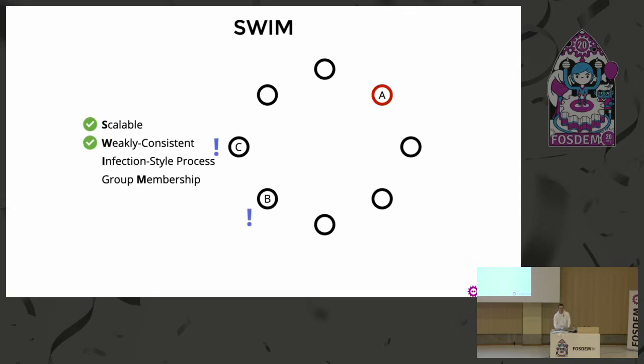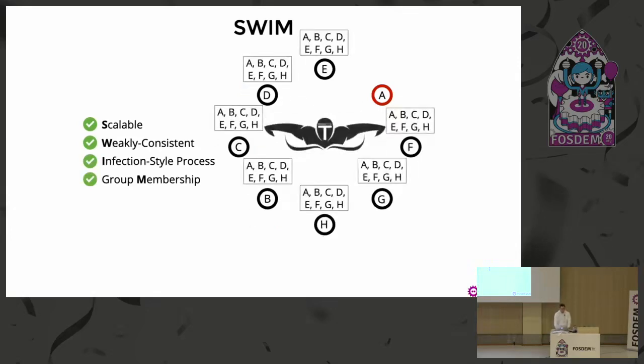Infection-style process means that it's a typical gossip protocol. Nodes help each other to disseminate events. Group membership means that each node maintains a so-called member table. It's a table where every other known node is stored with its last known state, last known IP and port, and maybe some other attributes at which we will look later.